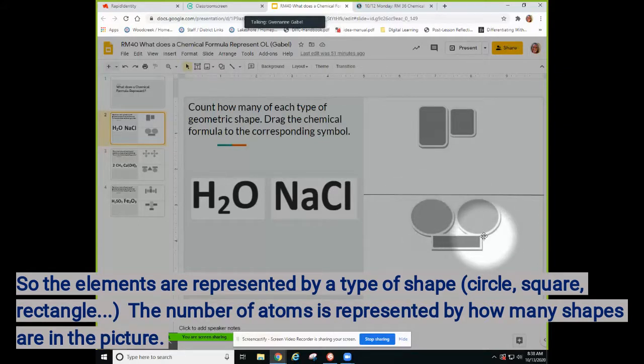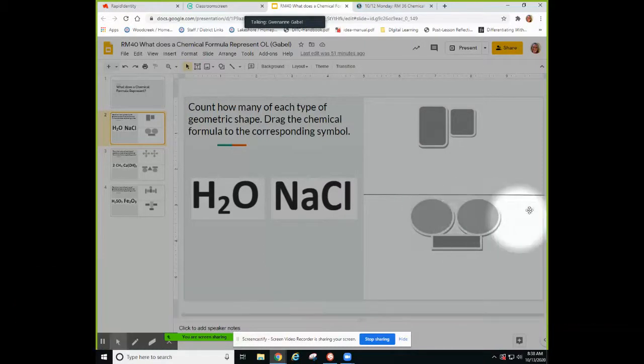Okay? So the way I want to break this down for you is that the type of shape represents the element. Okay? The element. And then the number of shapes represents the atoms. I like this example the best because you can see the difference. We have 2 circles. So the type is circle, but we have 2 of them. If we look at our compounds, which one of these do we have 2 of one element, and then 1 of another element?